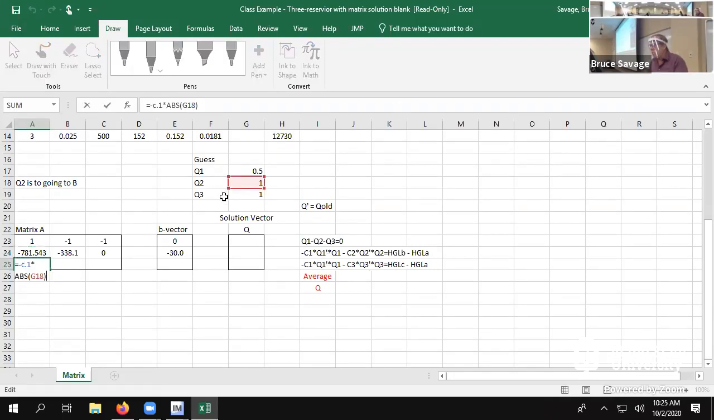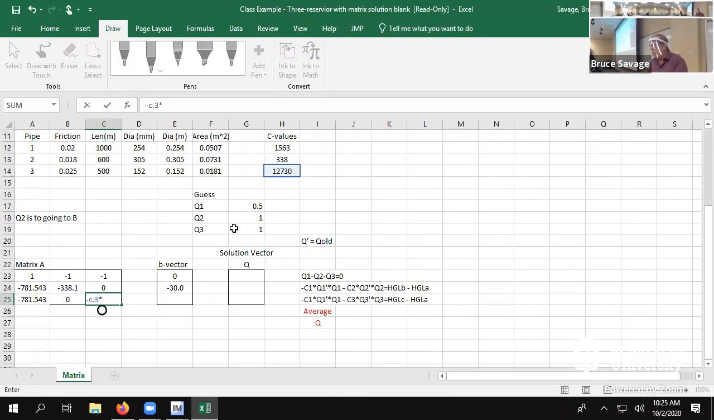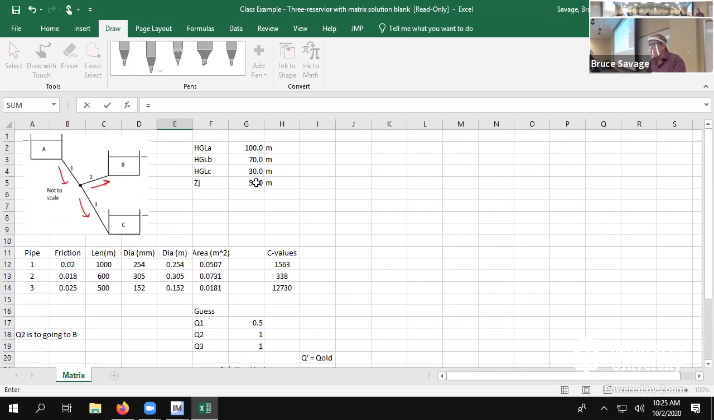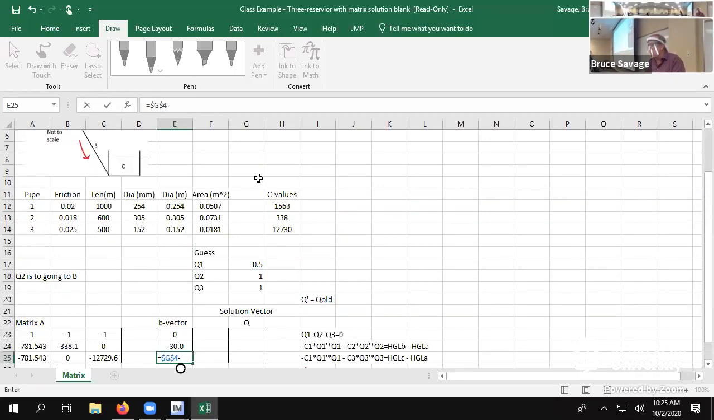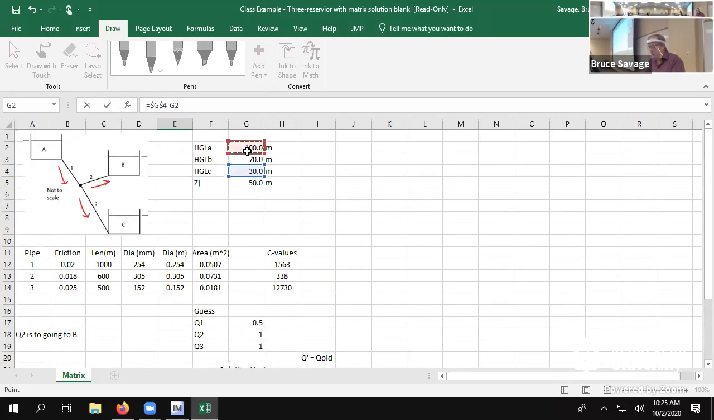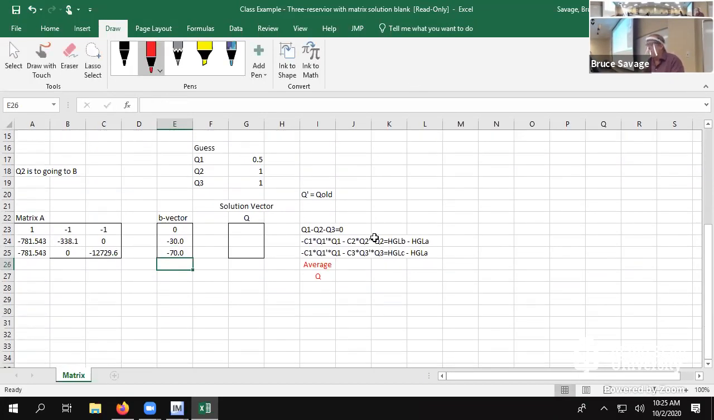Except you've got to make sure that that stays with Q1. Okay? And then I have no Q2 in there, and then for Q3, I have minus C sub 3 times Q sub 3 here, absolute value Q sub 3. All right, and then here I have HGL at C, and make that fixed, minus the HGL at A, and make that fixed. Okay.